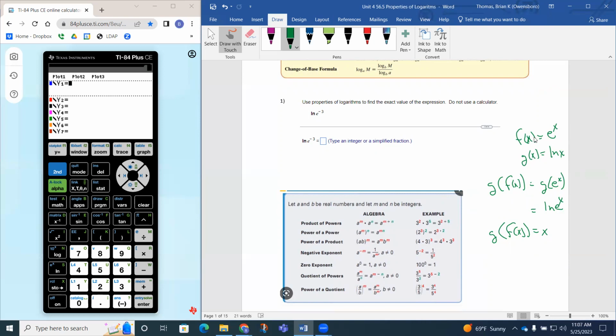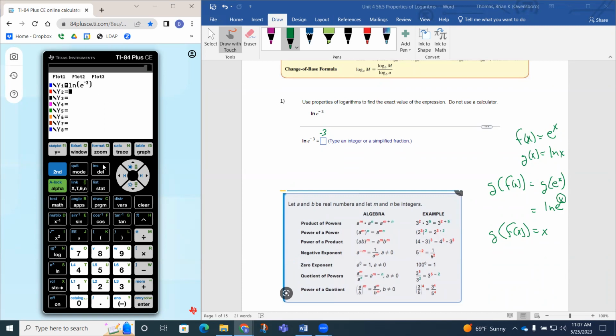Since f of x and g of x are inverses of each other, we know that g of f of x has to equal x. In other words, our answer has to be whatever x is here. So if I look at this problem, the natural log of e to the negative 3, since these are inverses of each other, the answer is simply going to be the exponent of what we're taking the log of. So the answer would be negative 3. If I type it into the calculator, the natural log of, second e, raised to a negative 3, and close my parenthesis, that answer should be simply negative 3.